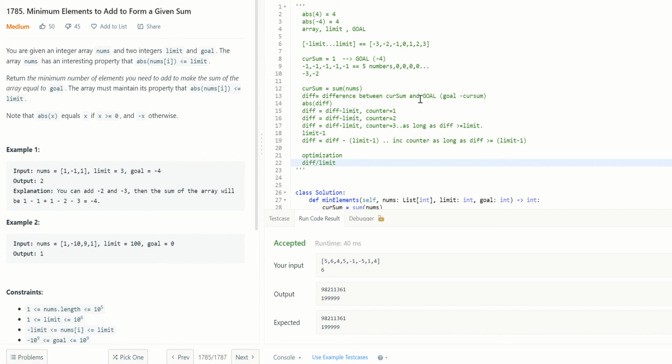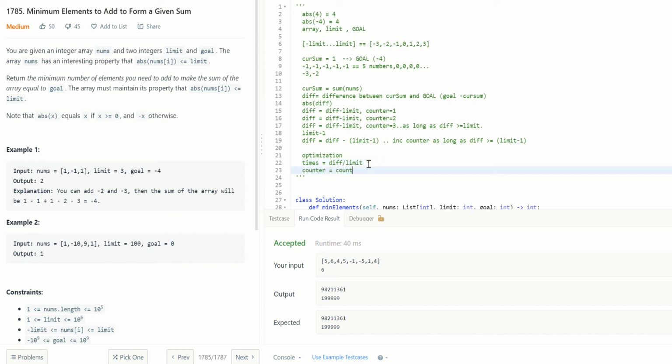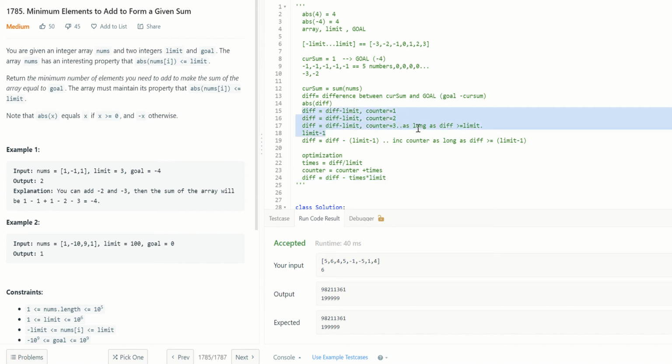That will be that many number of times you are going to add to a count. So we will say this is the times. That many times you are going to subtract limit from diff. So what we are going to do is counter is equal to counter plus times, as simple as that. And then the ultimate value for diff will be diff is equal to diff minus times into limit, because that many times we already subtracted. This is the optimization that we can do instead of doing the subtraction so many number of times. And again, this will remain same anyway.